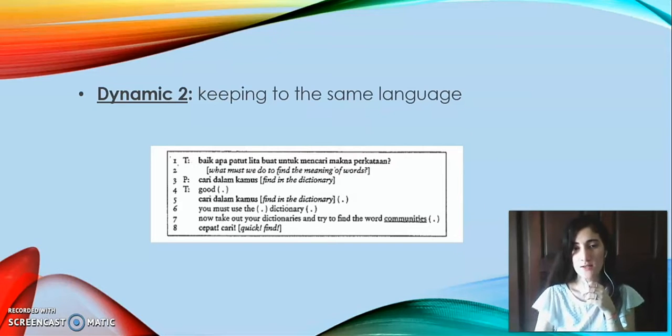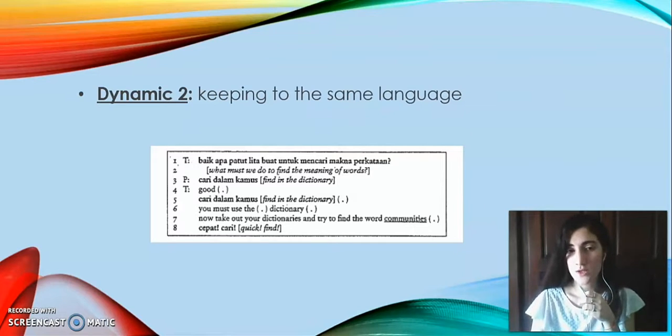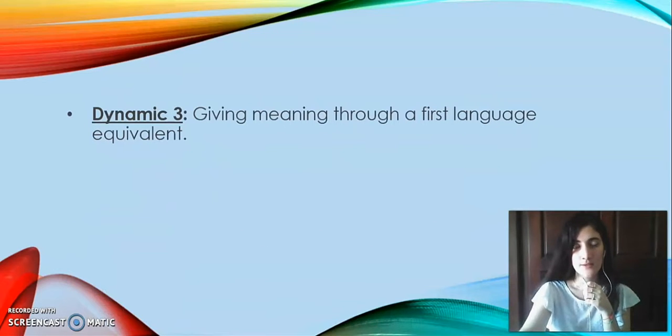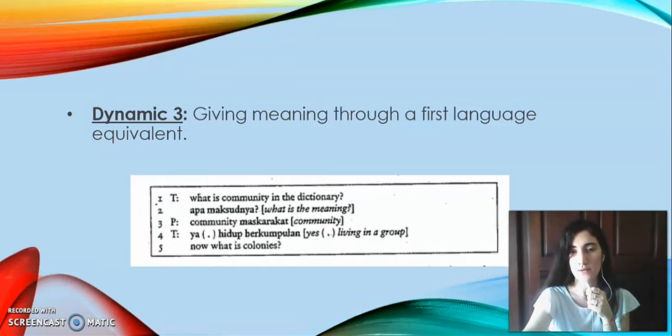So she changes to the foreign language, so students will know that they will have to change language as well. That is keeping to the same language. And the third dynamic is giving meaning through a first language equivalent.